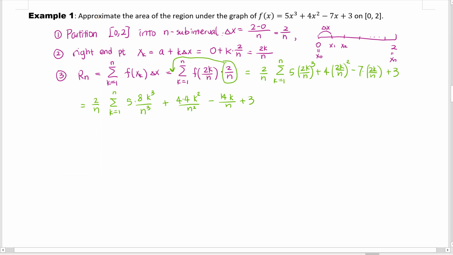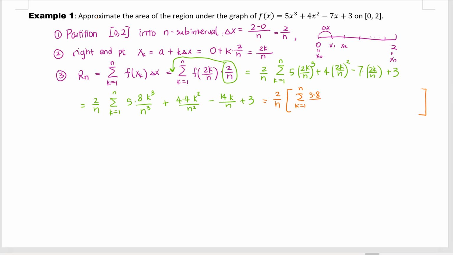So here, I want to distribute the sum. Okay, so how do I distribute the sum? When I distribute the sum, we have the sum k from 1 to n. Okay, so I want to group the 5 and 8 over n cubed together, and I want to split the k cubed. And then plus the sum k from 1 to n, 4 times 4, 16 over n squared, and I have k squared. Okay, minus the sum k from 1 to n, 14 over n times k, plus the sum k from 1 to n of 3.